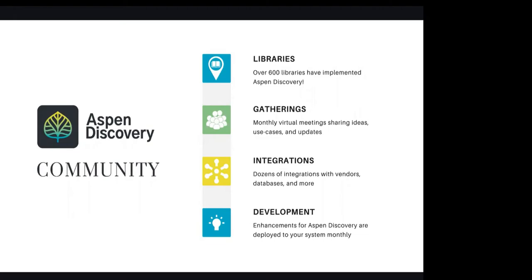Next, integrations. There are dozens of different databases and e-content resources and vendors that Aspen can connect to. One of the most recent is the LibCal connection with SpringShare, so you can view events now in Aspen Discovery. And then finally, development. Enhancements are continuous in Aspen Discovery. They're deployed to your system monthly, and this is a great opportunity to get your feedback to the Aspen community about where you want the discovery layer to go.